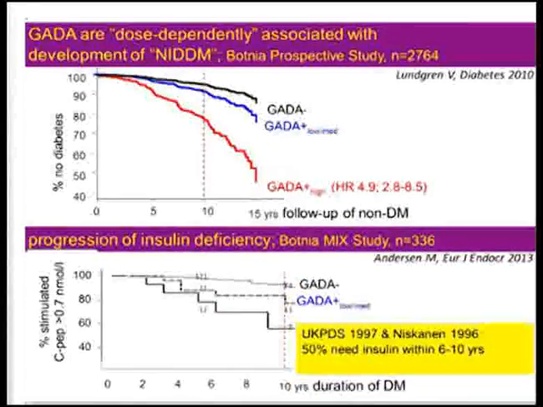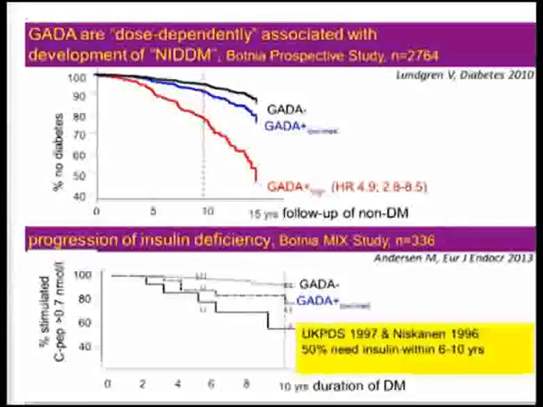Another study done in Botnia, Finland, also showed a similar pattern. In the graph in the upper half, you can see that they estimated the titer in the relatives of the LADA patients. And these patients who were relatives of the LADA patients became diabetic faster. And those who became diabetic faster had high titers of GAD antibodies.